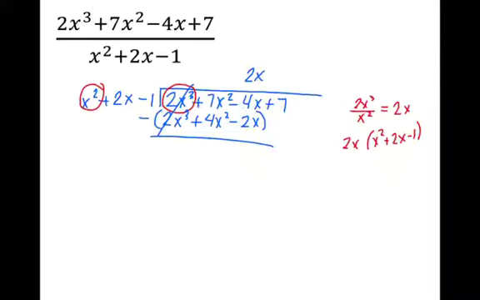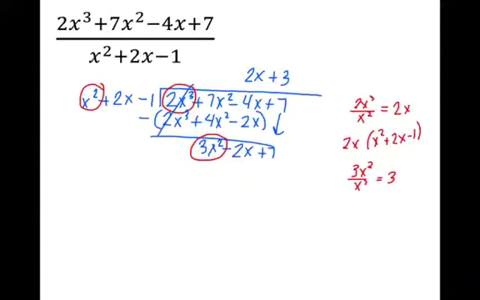So 2x cubed minus 2x cubed is 0. 7x squared minus 4x squared is 3x squared. Negative 4 minus negative 2 is negative 2x, and then I'm going to bring down the 7. So now I want to know how many times does x squared go into 3x squared. So 3x squared divided by x squared is just a 3.